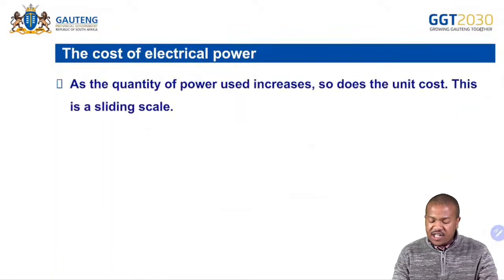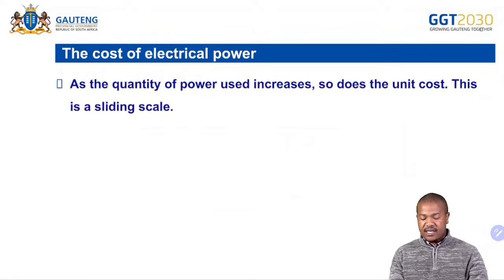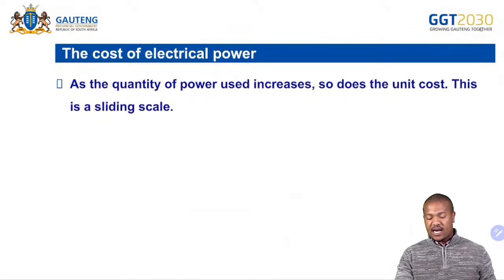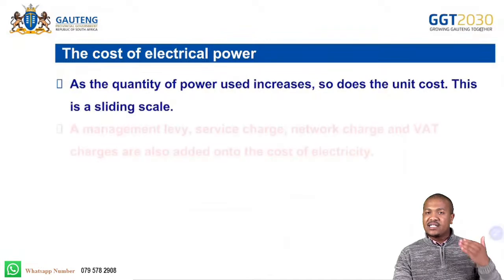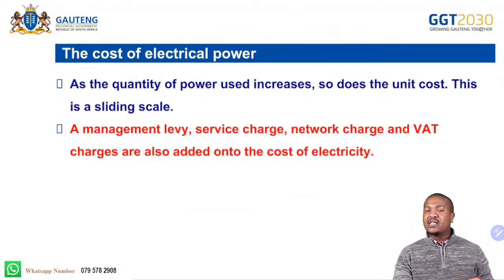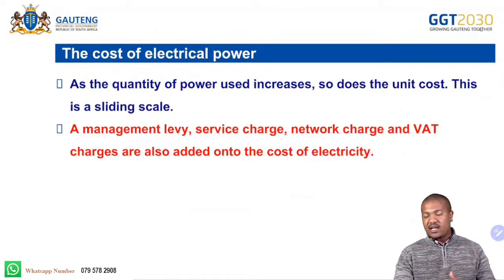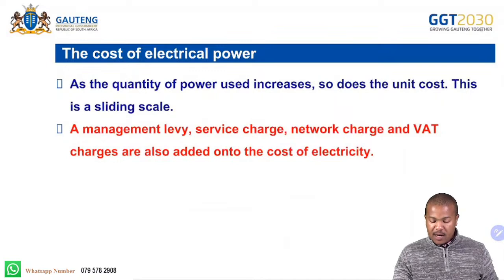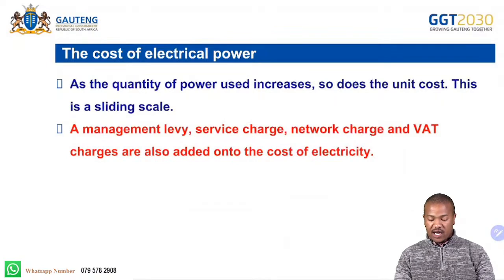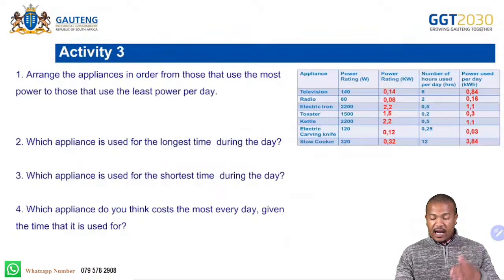So as the quantity of power used increases, so does the unit cost. And we said that is what? A sliding scale. So electricity in South Africa also increases every year because of this sliding scale. A management levy or service charge, network charge, and VAT charges are also added onto the cost of electricity.